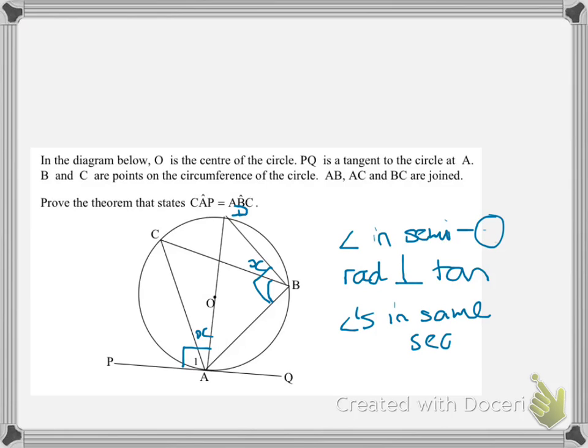And by now, you've hopefully realized, well, if that little one is x and b is 90, then ABC is 90 minus x, and A1 is 90 minus x as well. And hence, CAB and ABC are both 90 minus x, so we've proven what we had to prove.